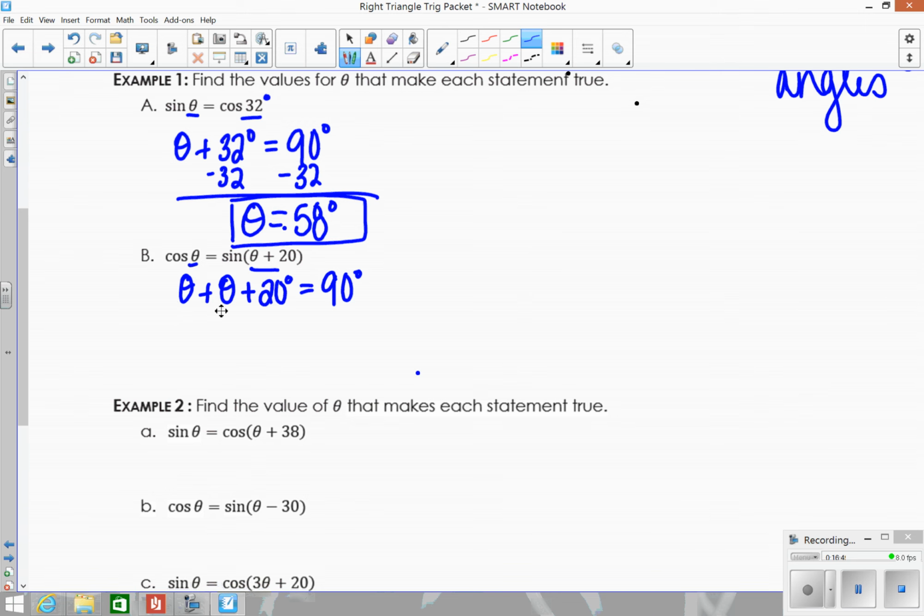So combine like terms. So this is like 2 theta. Again, change them to x if you'd like. Plus 20 equals 90. So subtract 20 from both sides. You get 2 theta equals 70. Divide by 2, you get theta equals 35.